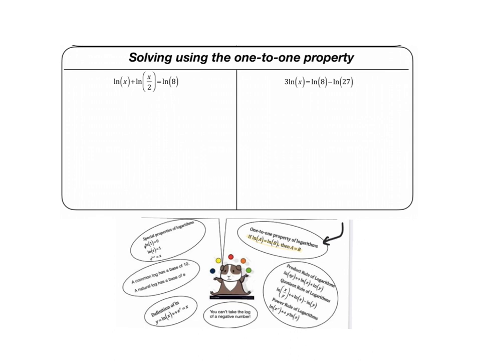So our mission is to take these and get a natural log equal to a natural log, and then get rid of those logs, just say A equals B, and then solve from there. So let's go ahead and do that. All right, so here we go.